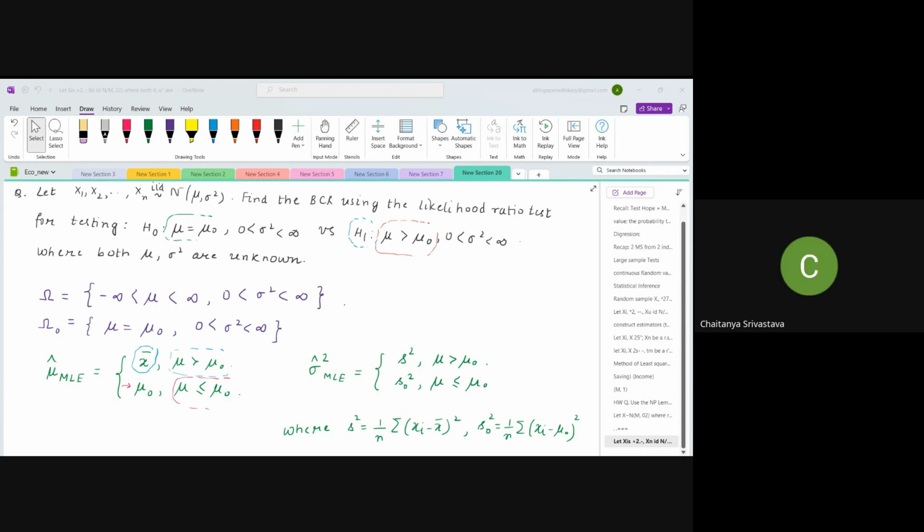And the same story goes for sigma square. If you look at the alternative hypothesis, mu greater than mu naught, in that part you have neither a particular value of mu nor a particular value of sigma square. So you need to take the maximum likelihood estimate as 1 by n summation of xi minus x bar whole square, which is s square. That will be chosen as the estimate when mu is greater than mu naught. And for mu less than mu naught, you know mu, right? So mu naught. You will choose the s naught square value as your likelihood estimate.